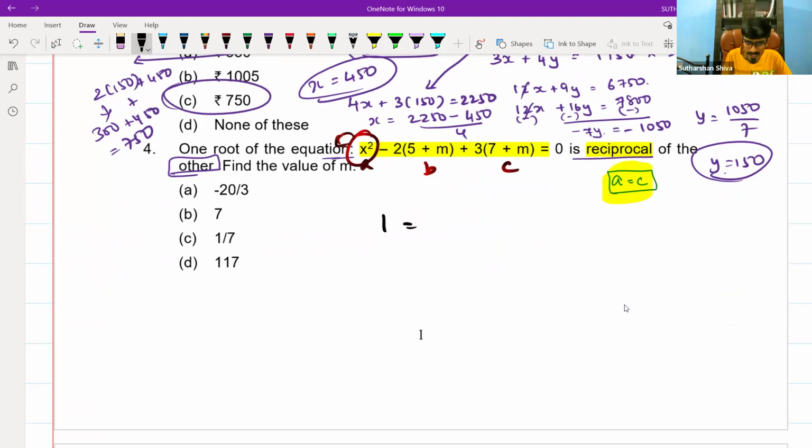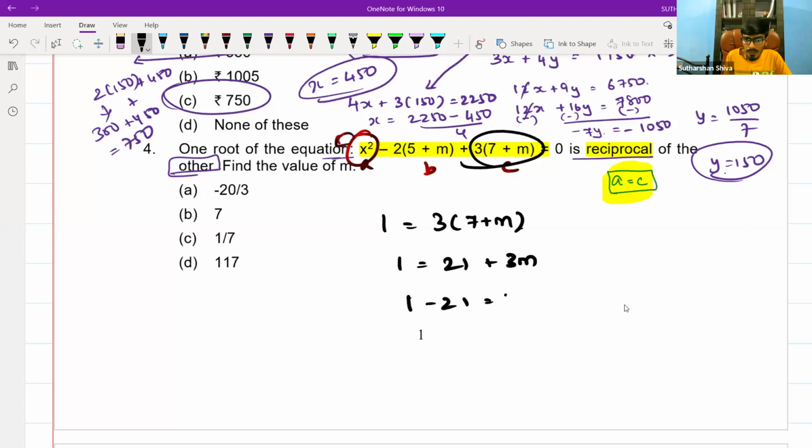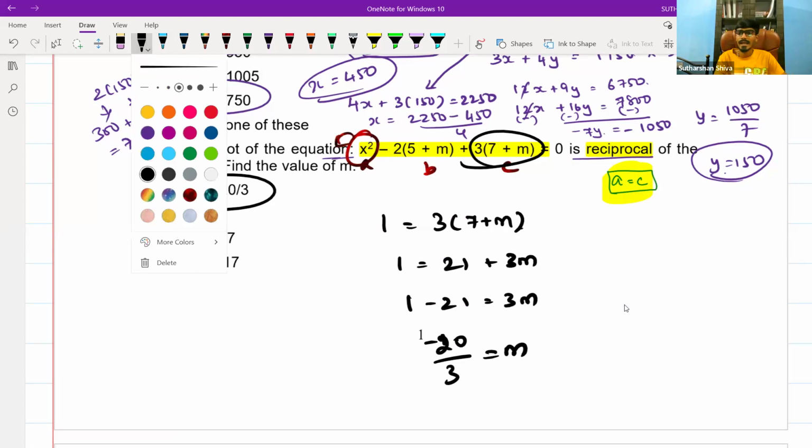What is C? C is nothing but the total value you should consider for C. So it is 3 into 7 plus m. So obviously it will become 1 equal to 7 3s are 21 plus 3m. Then if I want m, 1 minus 21 equal to 3m. Minus 20 divided by 3 equal to m. My answer is option A.